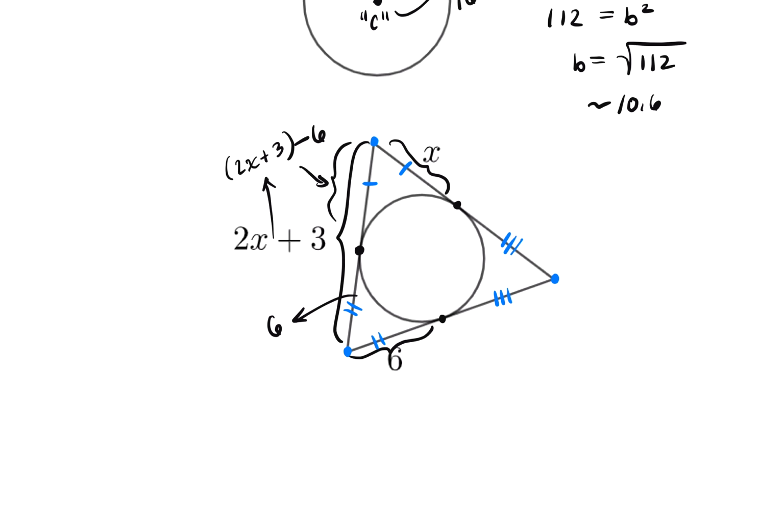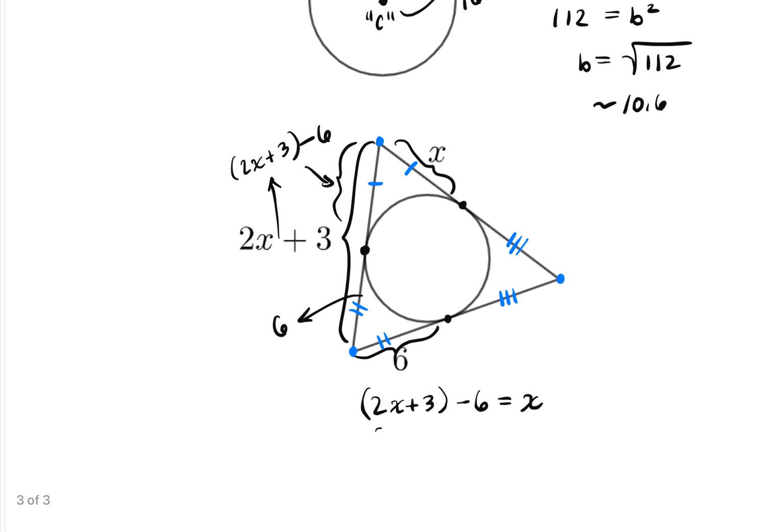So here's what I'm going to set up. 2x plus 3 minus 6 equals x, right? Trying to work too fast in my head. That's just by these segment relationships that I drew on. All right, so then I'm going to subtract 6, and I'll get 2x is equal to x plus 3. And finally, I'll get that x is equal to 3. So this length is 3.